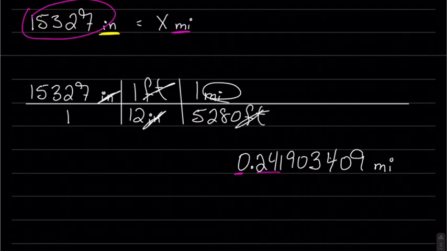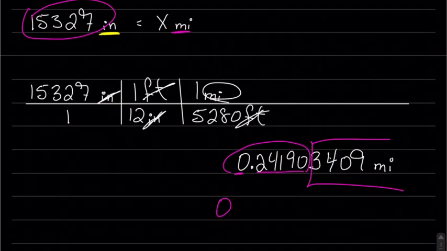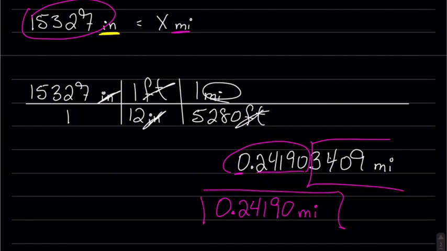So 1, 2, 3, 4, 5. We're going to keep all of that. Drop this side. The first thing we're going to drop is a 3, which is smaller than 5. So our final answer is 0.24190 miles. So hopefully you didn't find that too difficult.